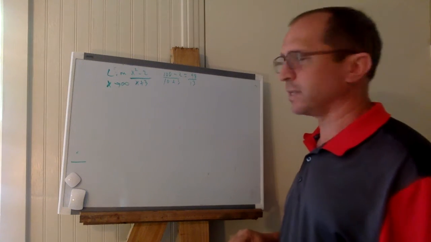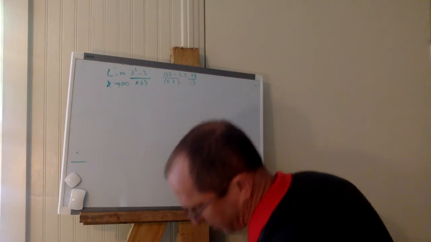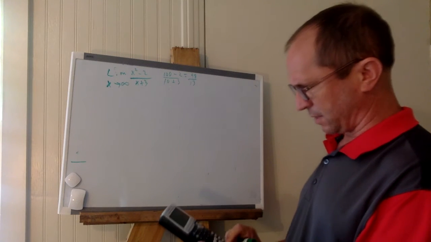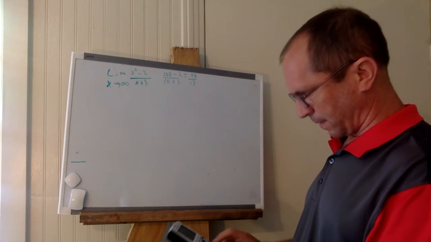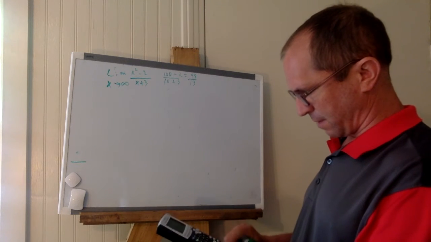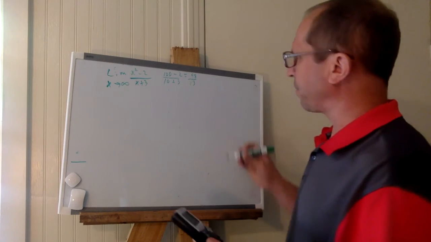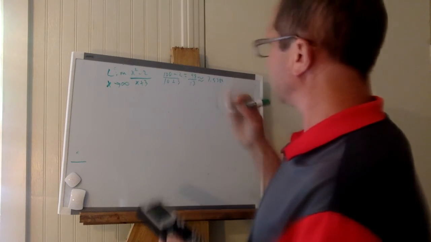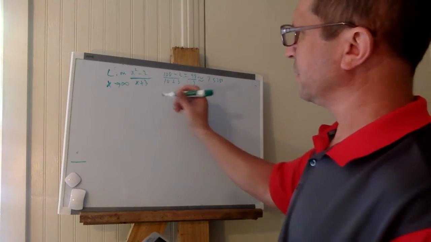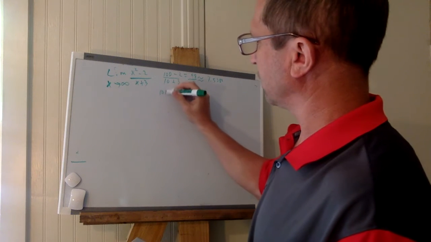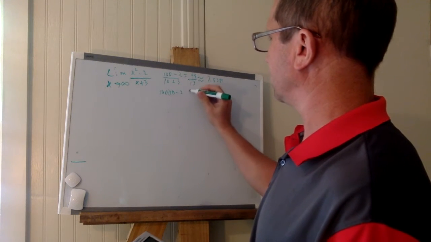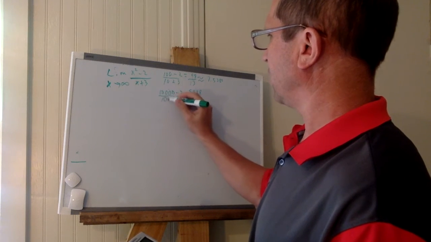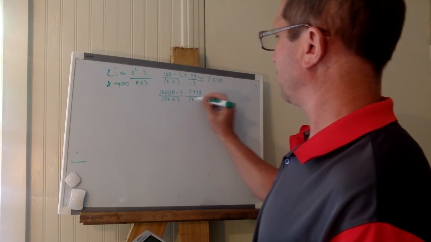That's a number less than 10. I'll get us a decimal approximation: 98 divided by 13 is approximately 7.5386. Now let's talk about 100. 100 squared is 10,000. 10,000 minus 2 is 9,998, and then over 100 plus 3, which is 103.